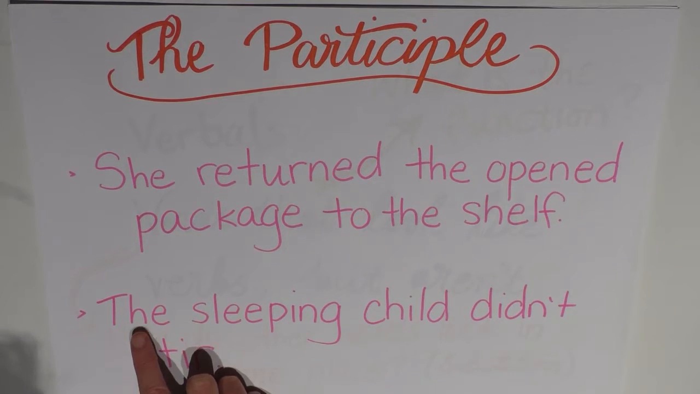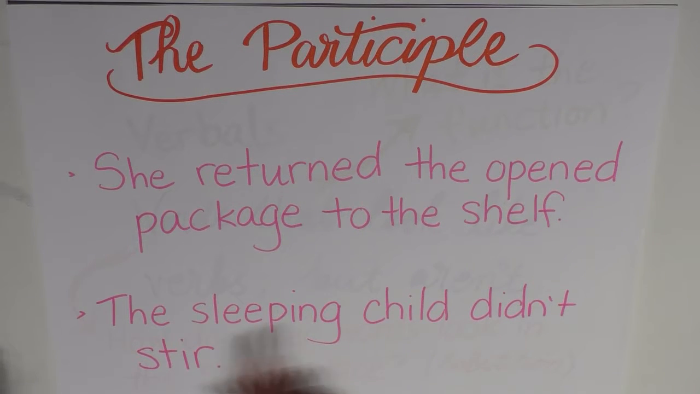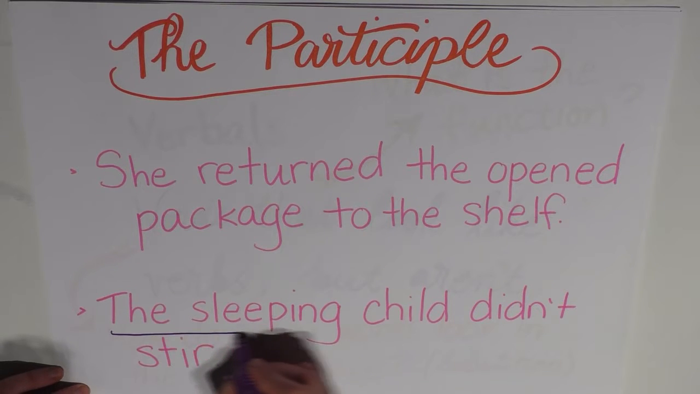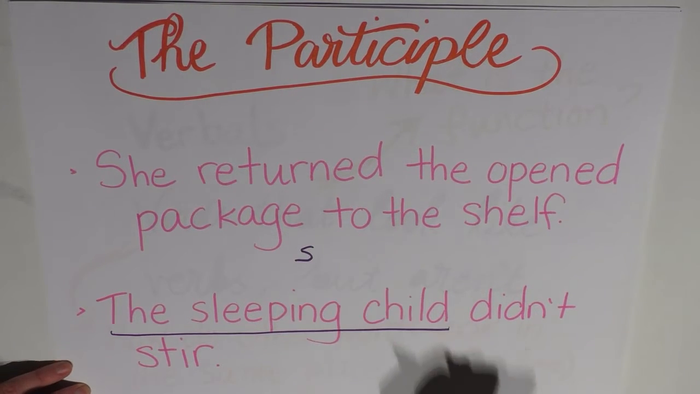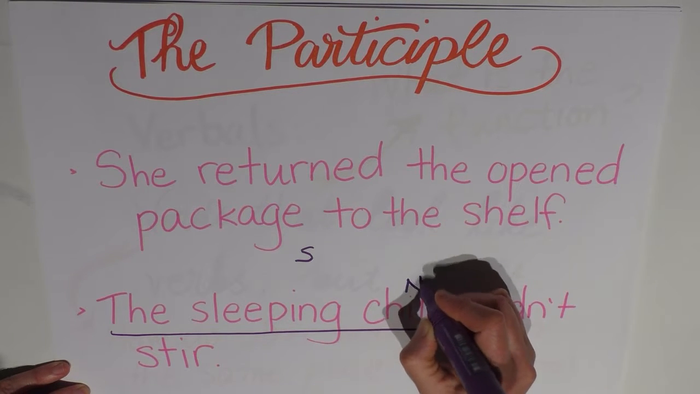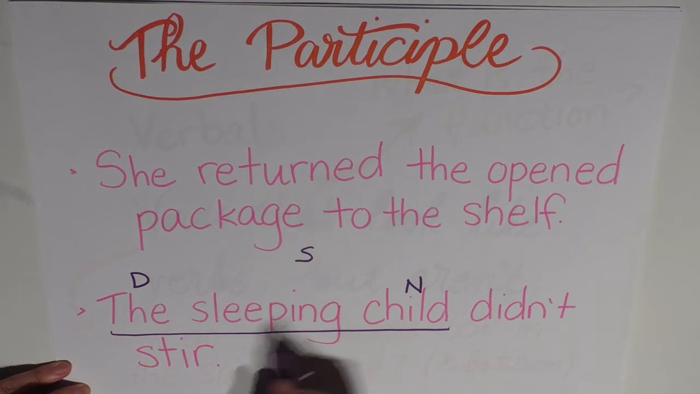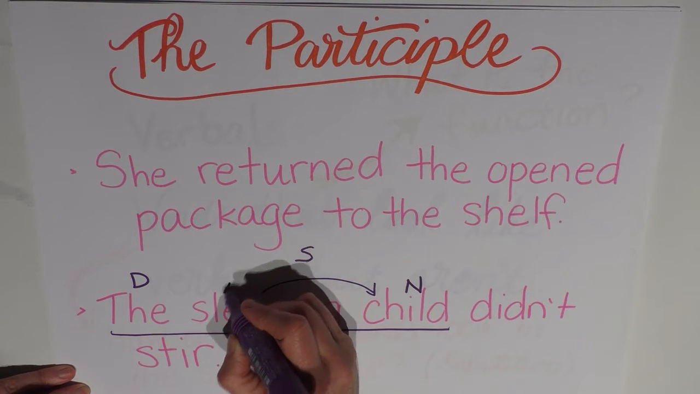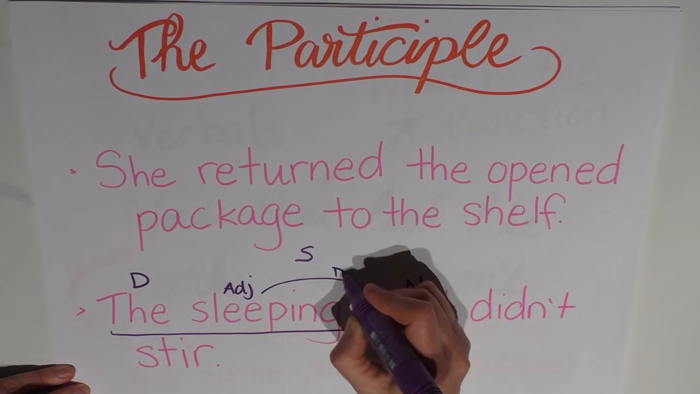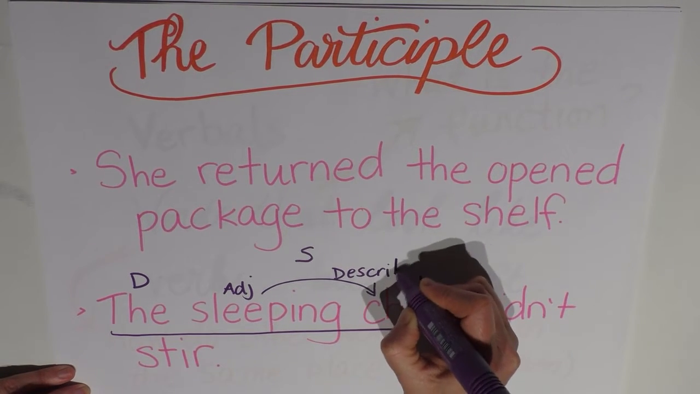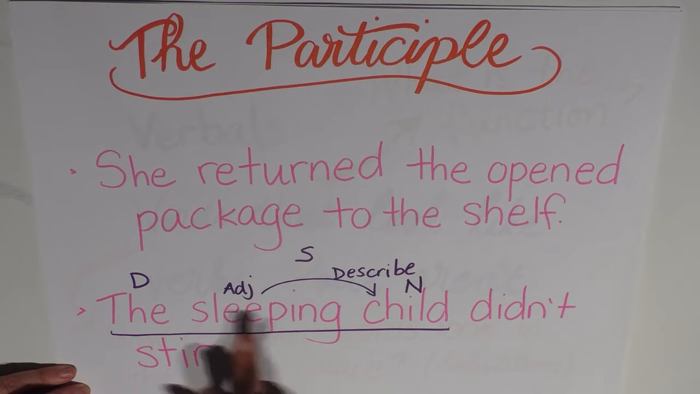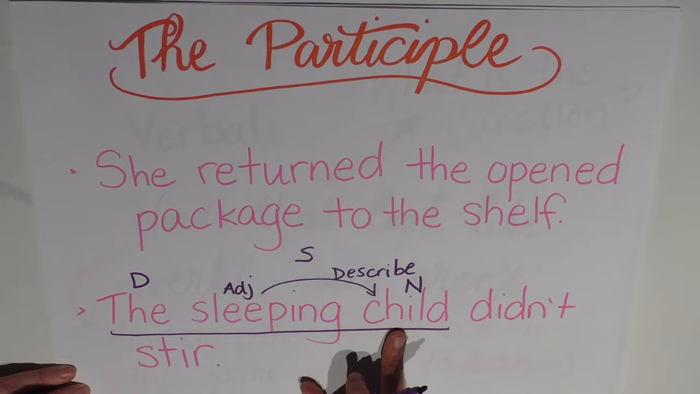in the second sentence here, "the sleeping child didn't stir." Now if we look very closely here, "the sleeping child" is the subject of the sentence, and it's made up of the head noun, the determiner, and "sleeping" is describing the child, so therefore this is actually an adjective because it's describing the child. So in this situation, sleeping looks like a verb, but in fact it's an adjective describing the child. And that's an example of a present participle in action as an adjective.